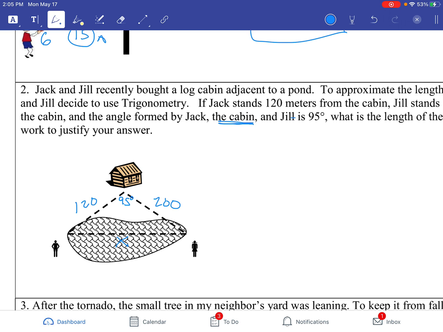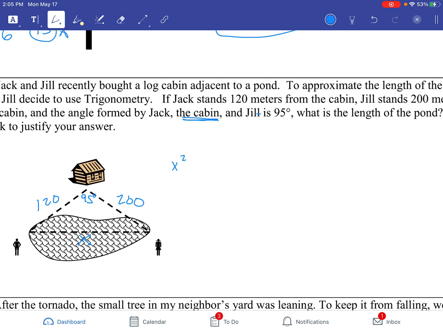Okay, so this is going to be a law of sines or cosines problem. Because we're not given a pair of an angle and its corresponding side, that means this has to be a law of cosines problem. So we're going to have x squared equals 120 squared plus 200 squared minus 2 times 120 times 200 times the cosine of 95.